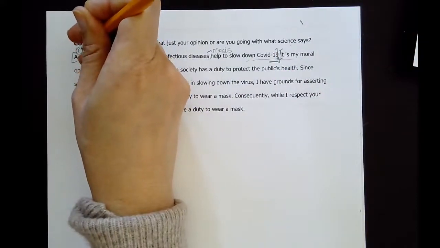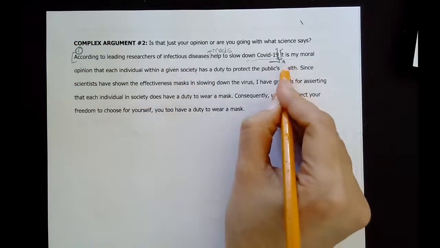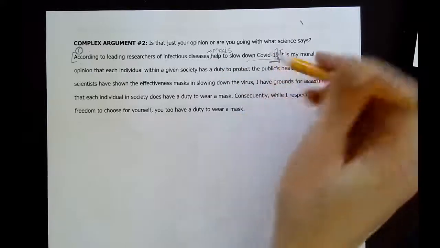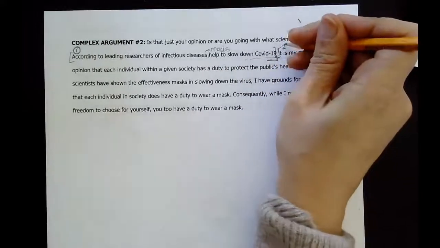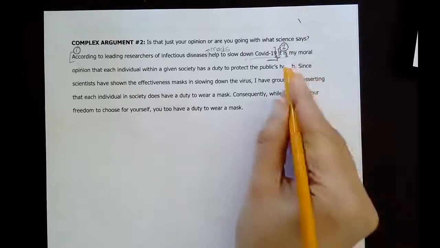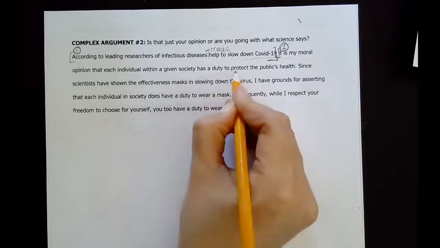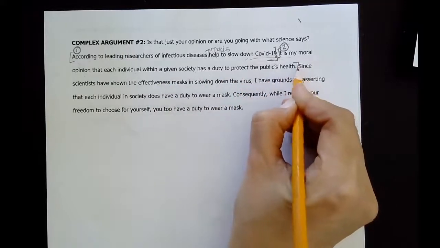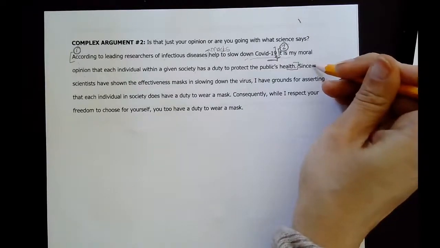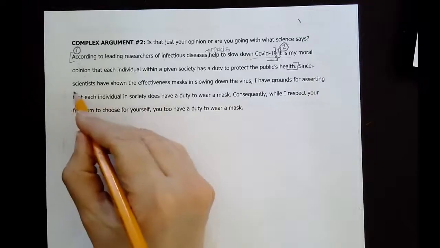I'm supposed to put the number in a circle at the beginning and above the statement. And now that I've seen where I messed up in my basic writing, I know that there's actually 2 statements in this sentence, whereas it looked like there was only 1. So it is my moral opinion that each individual within a given society has a duty to protect the public's health. Okay. Since I'm going to go look at my notes in a minute, because I remember that's an indicator, I think, at least some of the times.